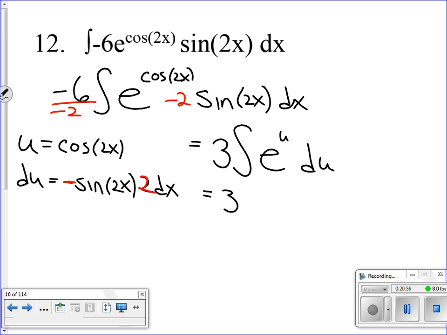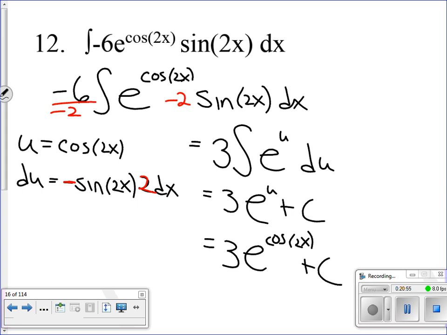And when you integrate e to the u, as long as you have du, right, any of these formulas only work with u's if you have du, you get e to the u plus c. So our final answer when we convert it back is e to the cosine of 2x plus c.